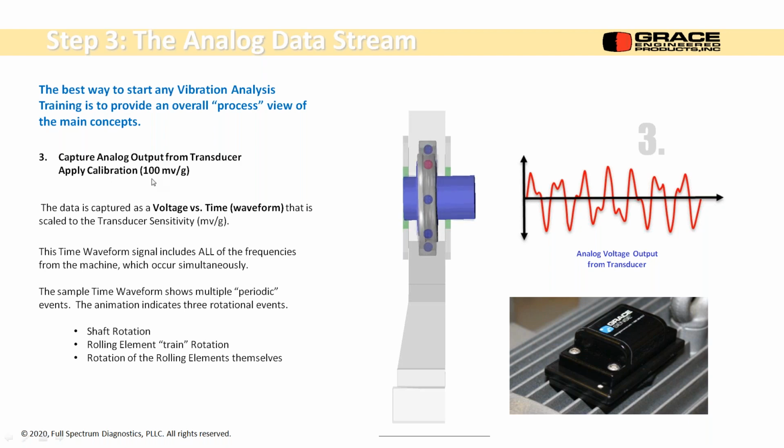We apply transducer sensitivity, typically 100 millivolts per G, and now it's a time waveform in acceleration. Because the transducers, typically an accelerometer, will pick up acceleration. We can mathematically change that like we talked about a moment ago, but we don't have to do that right now. So there's the shaft rotation, the train rotation or the cage of the bearing, and then the rotation of the rolling elements themselves.